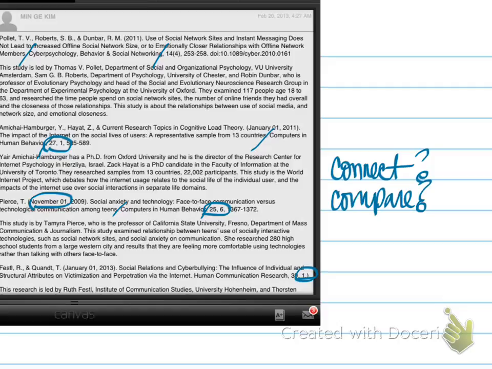First off, on the very first entry, notice the need for italics for your journal title. Same with the second entry, Computers and Human Behavior, and the third one, Computers and Human Behavior. All of those need some italicizing.